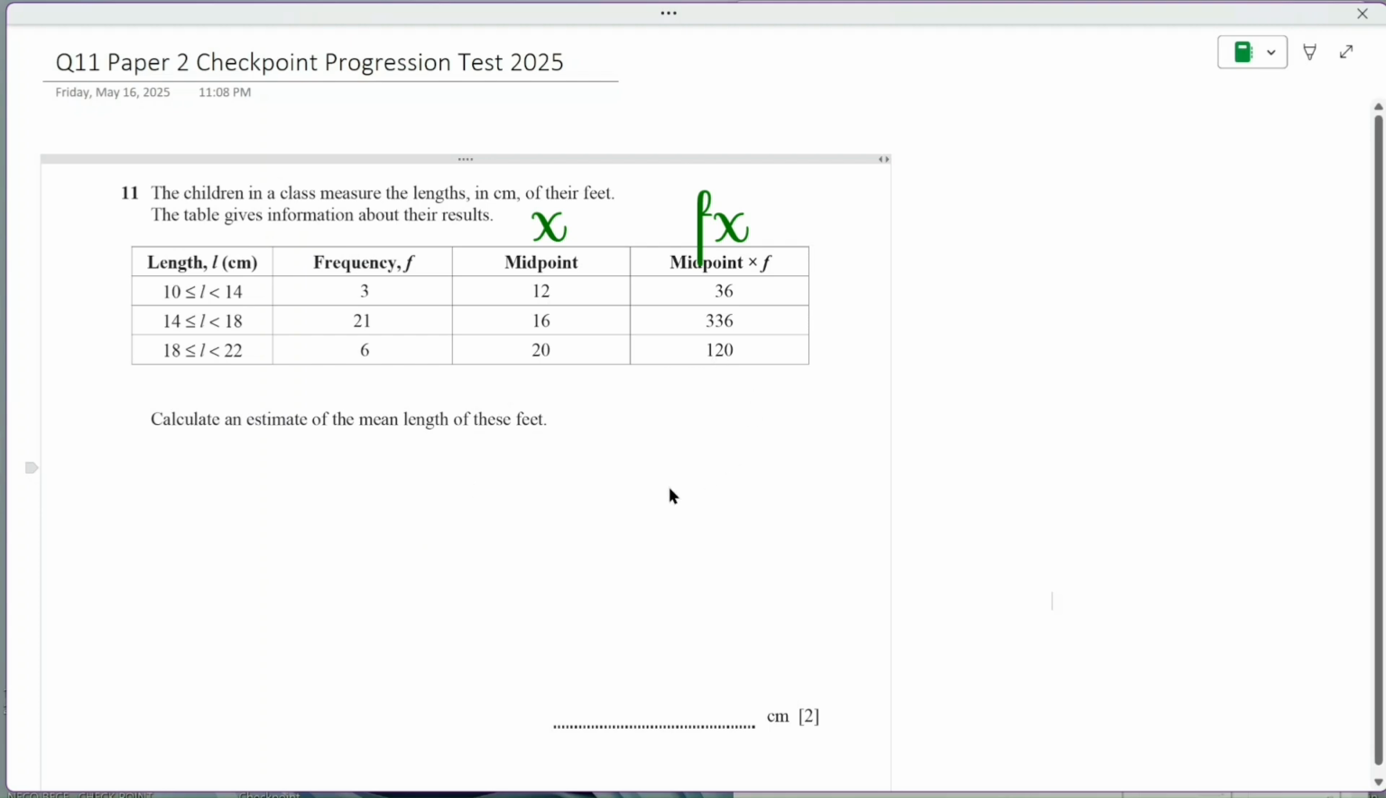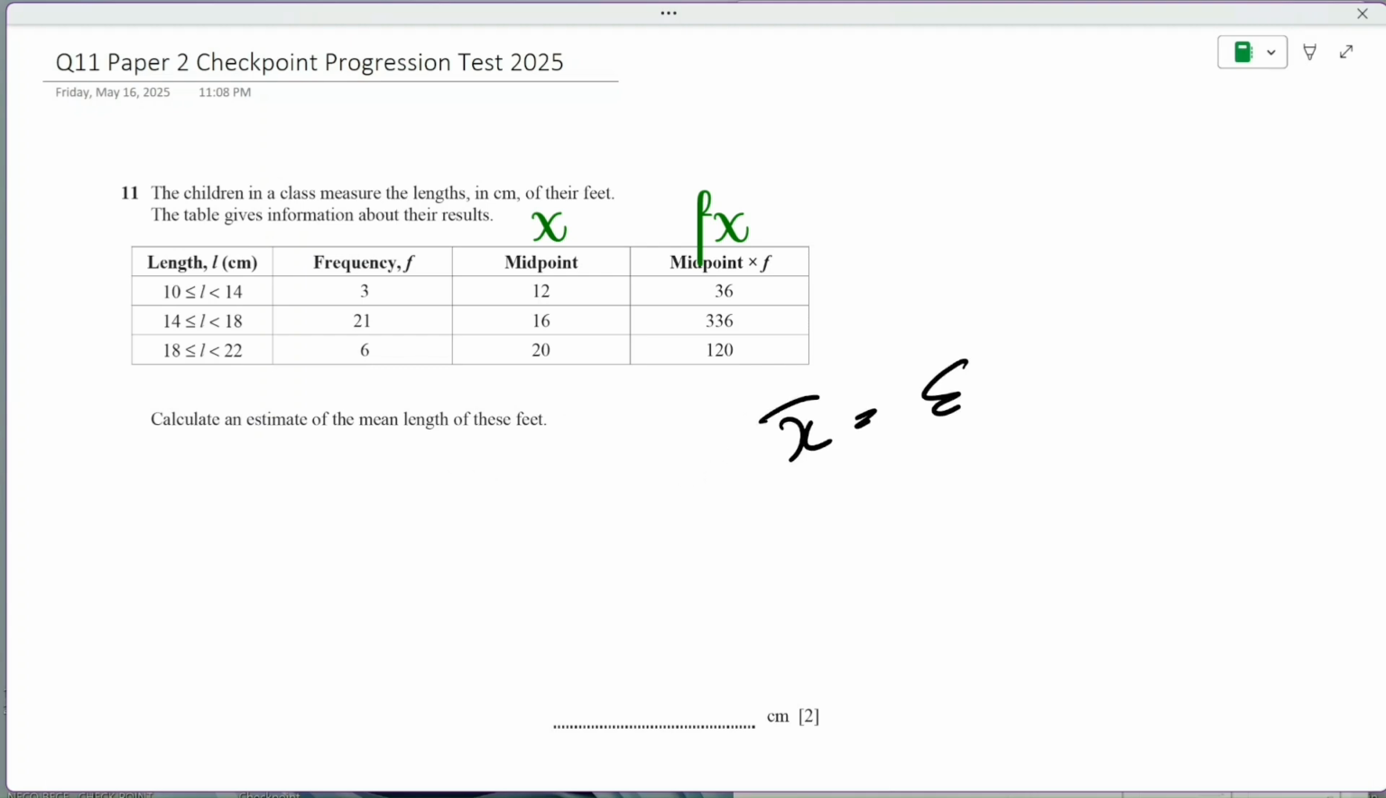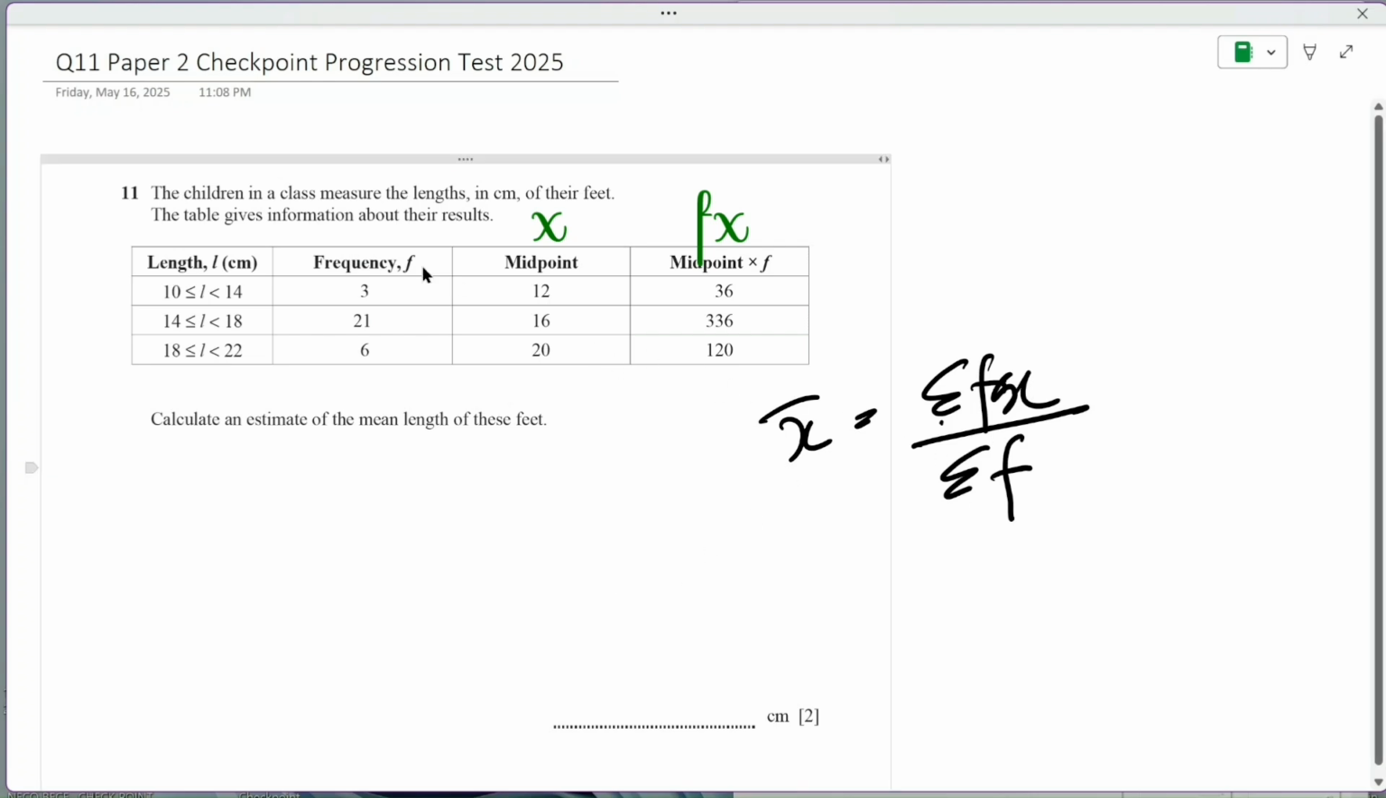This question is straightforward. They've done the table, they've gotten the midpoint, and they've gotten the fx. And the formula for the mean is summation fx, that's summation of f times x, which is frequency times the midpoint in this case. That means the addition of the frequency multiplied by the midpoint, over summation of the frequency, which is the addition of the frequency.